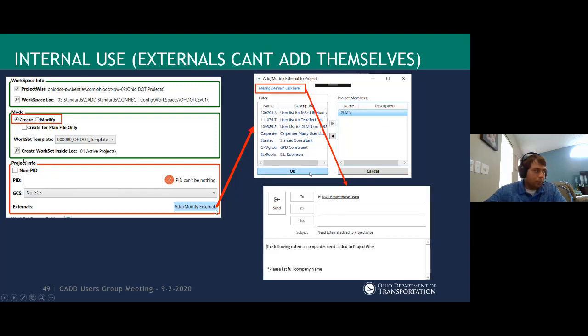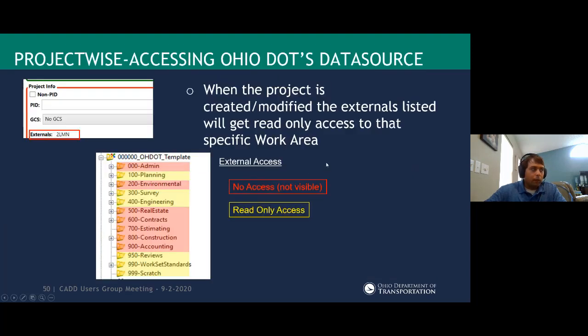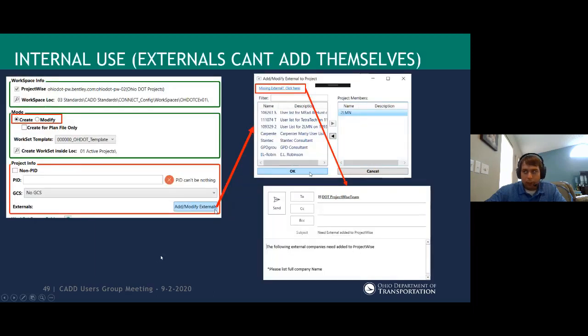So hopefully you guys are seeing that. Internally, you just come in and select your consultant, hit OK. And then if you're creating a new project, on create mode, when you create it, it'll add that. If you're in modify mode, you can come in later, go to modify mode, select your project, and then you can add or remove your external here, and then hit modify project, and then it will update the permissions to give them access or remove access if you're removing them.